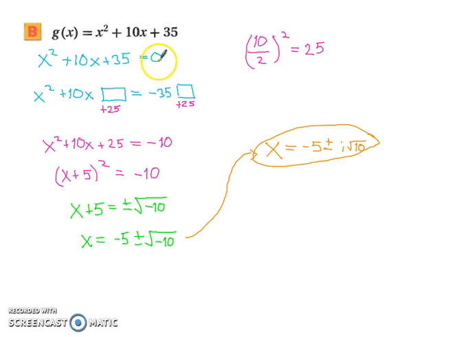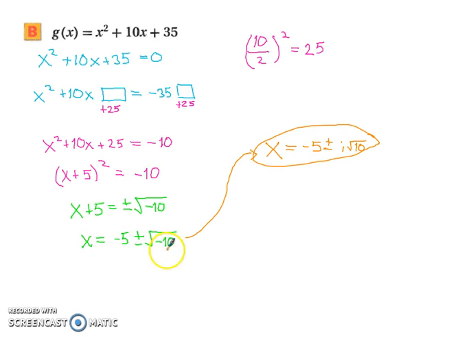Alright, so set it equal to 0, then move the 35 to the other side, so that way we can complete the square. B divided by 2, square it, so we're going to be adding 25 to both sides. Now we have x squared plus 10x plus 25 equaling negative 10. We have a perfect square trinomial on the left, so x plus 5 squared equals negative 10. To get rid of the square, we take the square root of both sides. So we're left with x plus 5 equals plus or minus the square root of negative 10. Move the 5 over. We want x by itself.